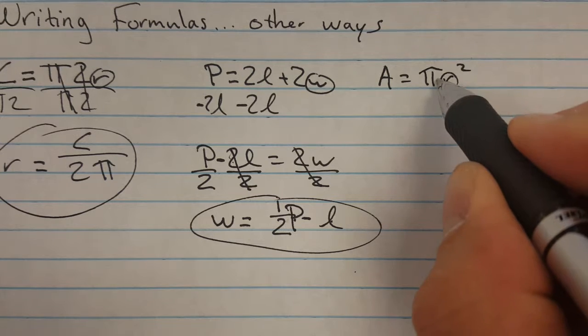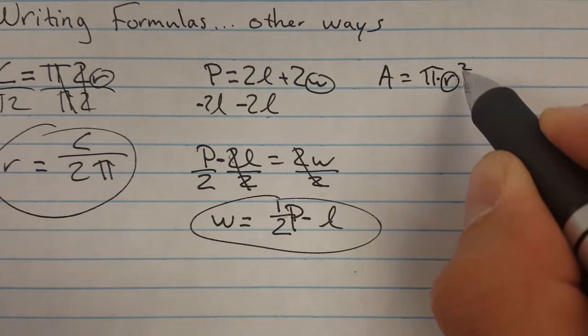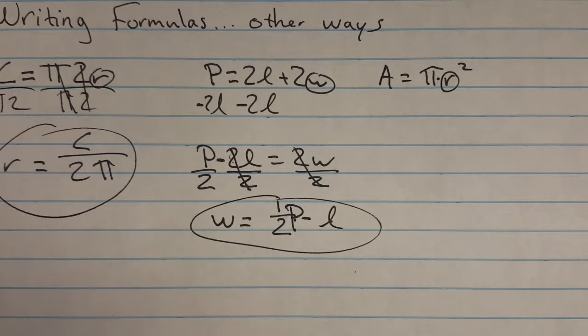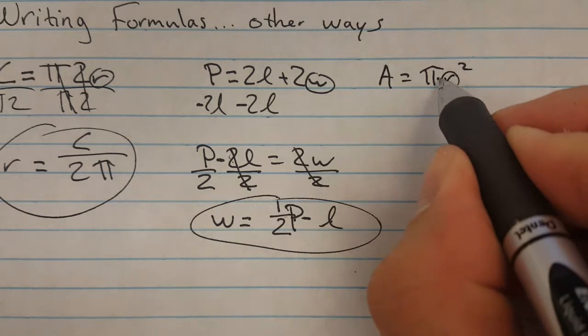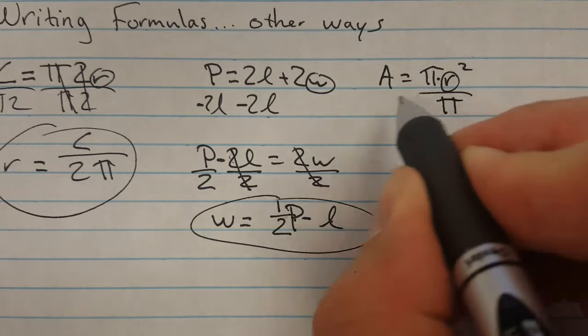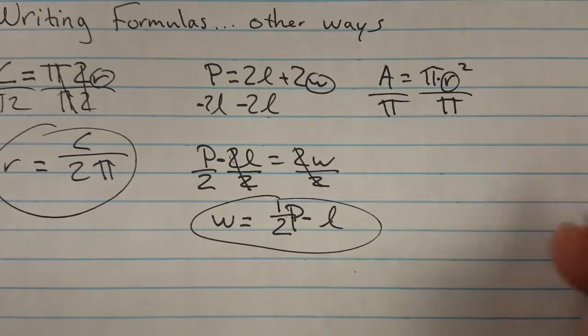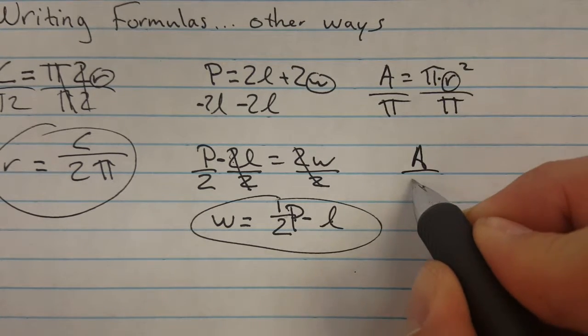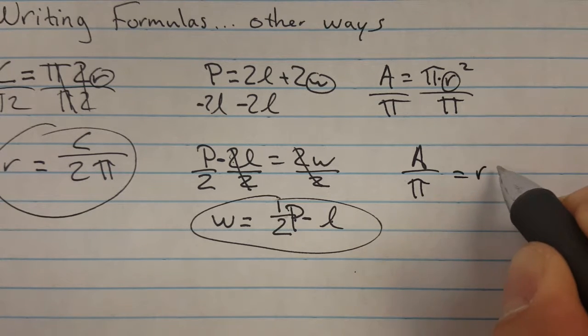Okay, so we have a times pi, and then we have a squared. So remember, you want to get rid of the weakest connection first. What is the weakest connection? Times is definitely going to be weaker than a square. Okay, so we have the area divided by pi equals r squared.